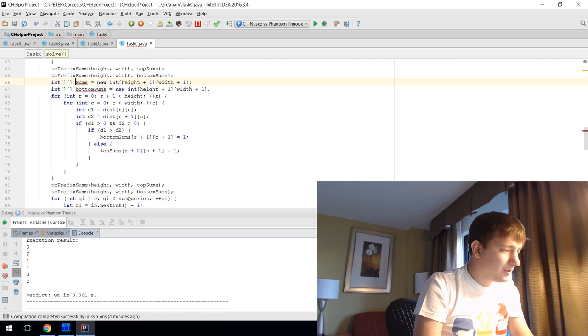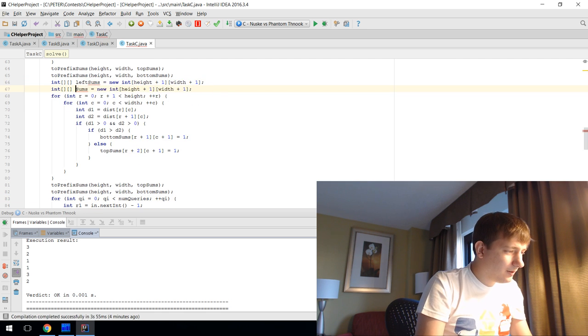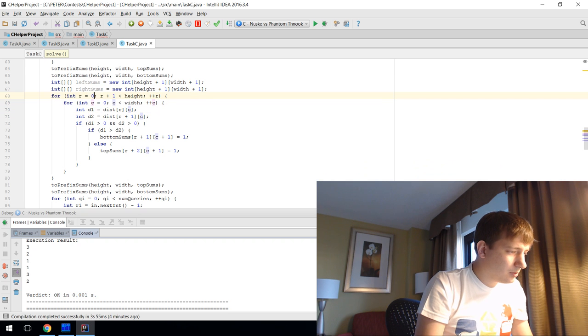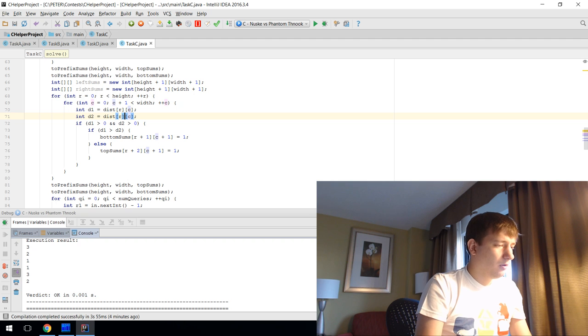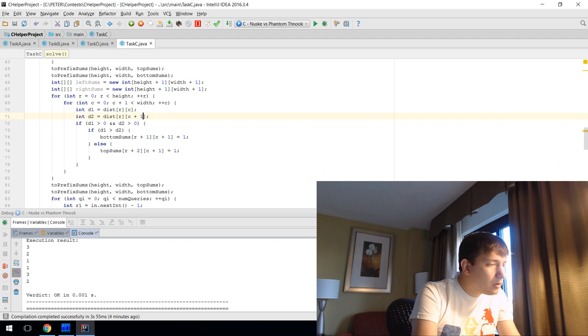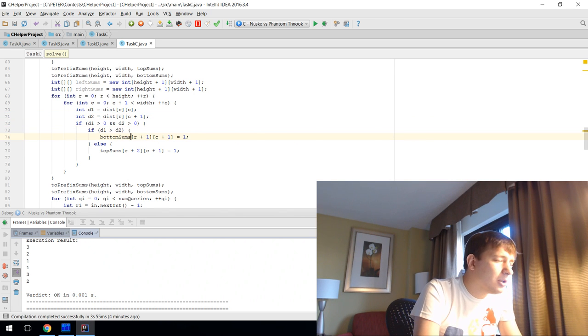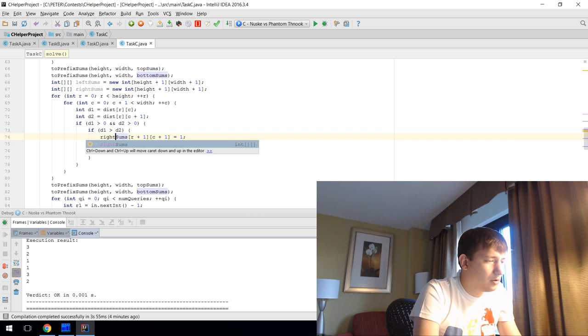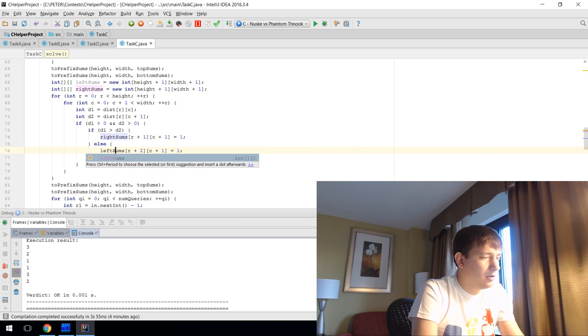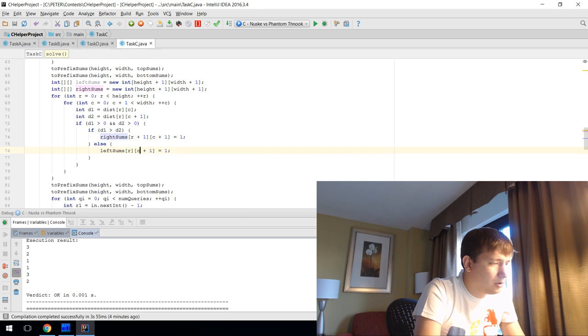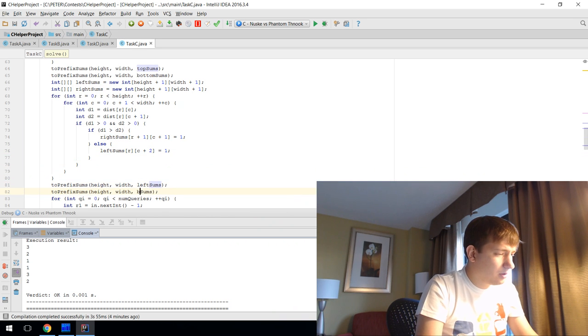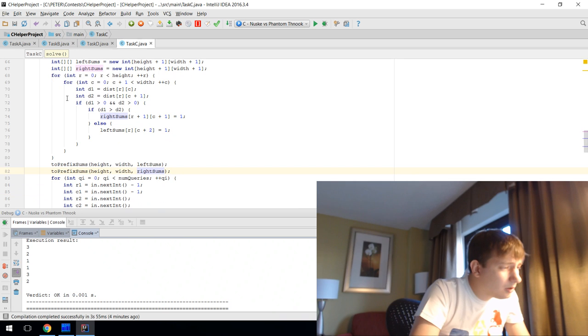Oh my god, 5 minutes for this problem? Right, sums. Okay, so here we go. C plus 1. C plus 1. And then we have, if D1 is more than D2, then it's right sums. Otherwise, it's left sums. And here we have C plus 2. And then we go with left sums and right sums.